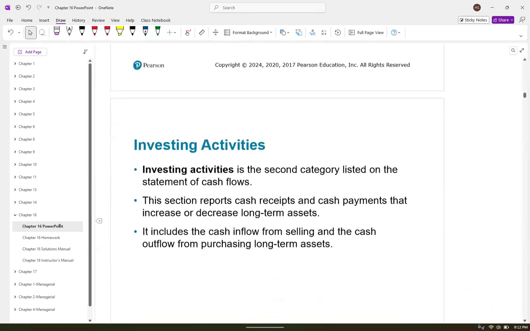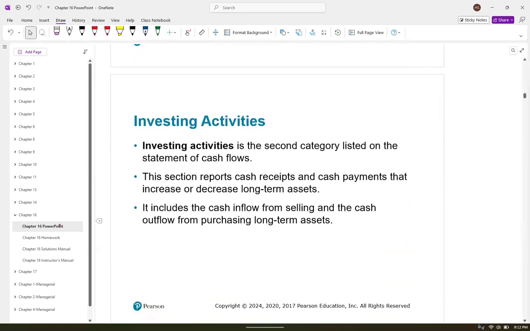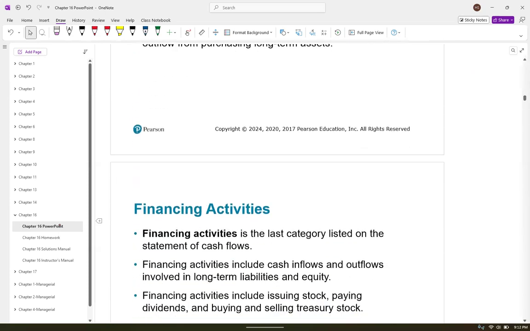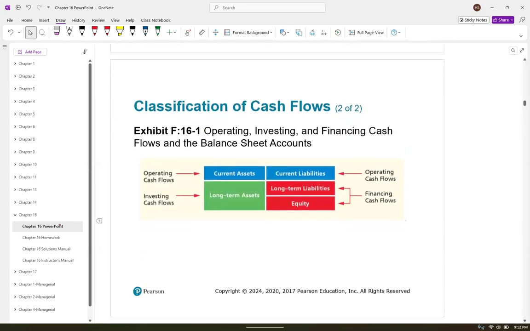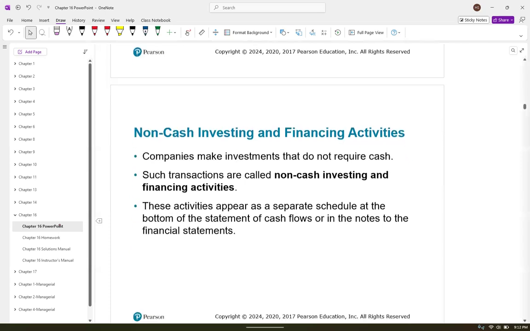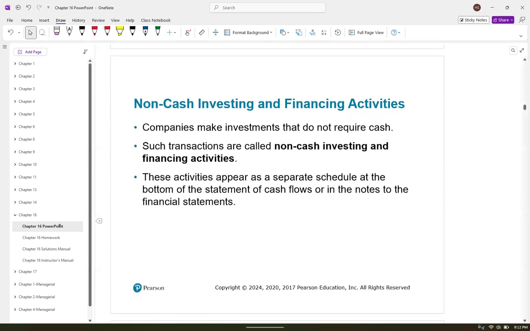Okay. Then when we get to investing, we are looking at long-term assets. Did we purchase new long-term assets? Did we sell long-term assets? Okay. And then financing. How do we pull money into a business to be able to finance those operations? Long-term liabilities and issuing stock. Okay. Look at that. That's very similar to what I drew out. I like mine better because I've been drawing that exact same thing out for you for a couple of chapters now. Okay. All right.